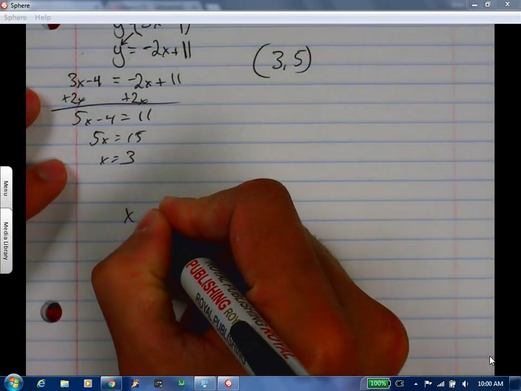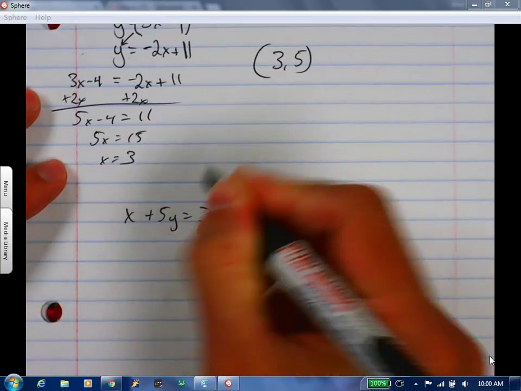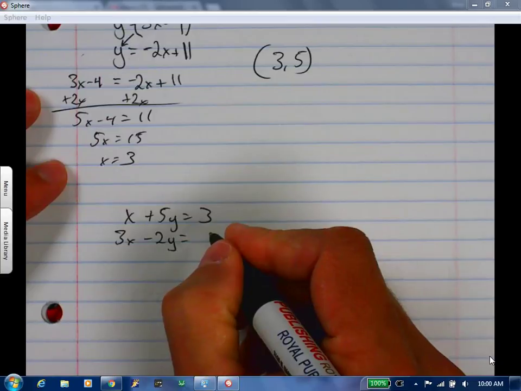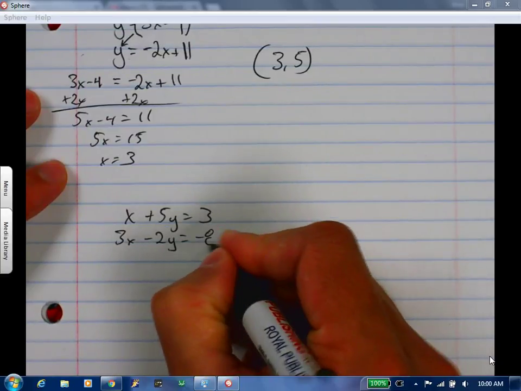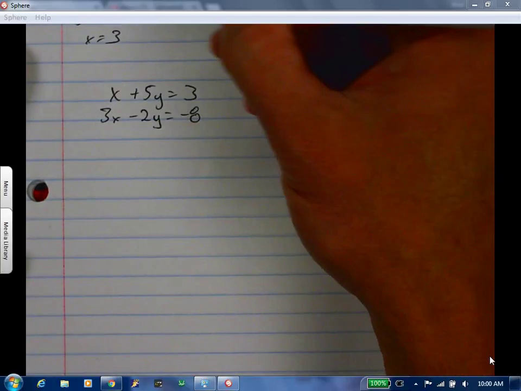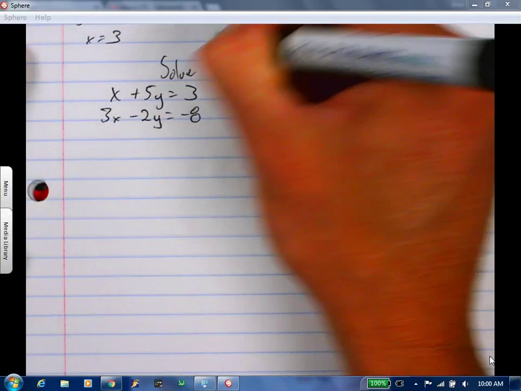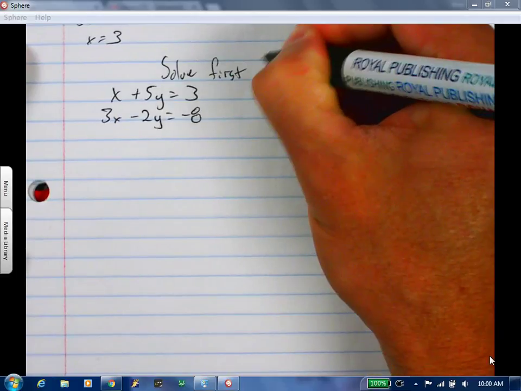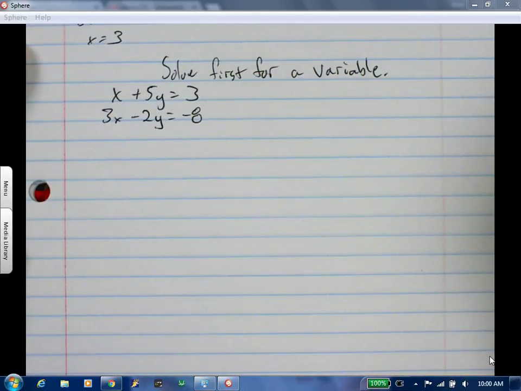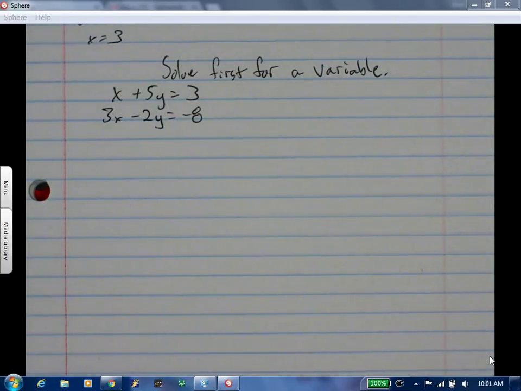X plus 5y equals 3. 3x minus 2y equals negative 8. So what we're going to have to do here is solve first for a variable. Okay, so they're giving you a problem. It is not solved for a variable already. You're going to have quite a few of these.